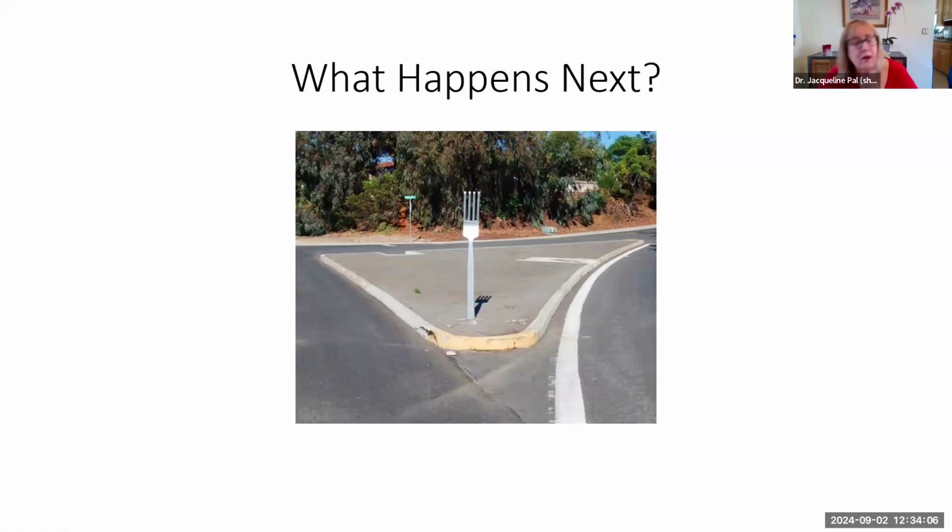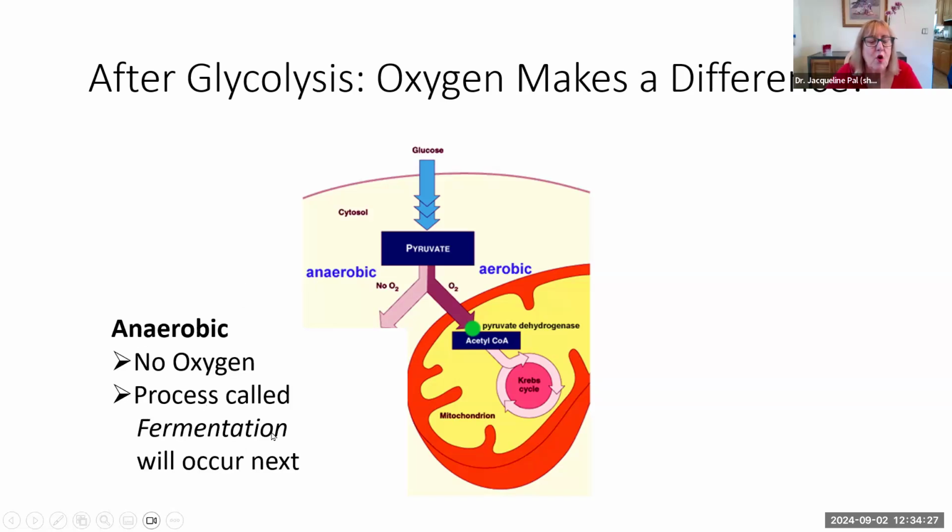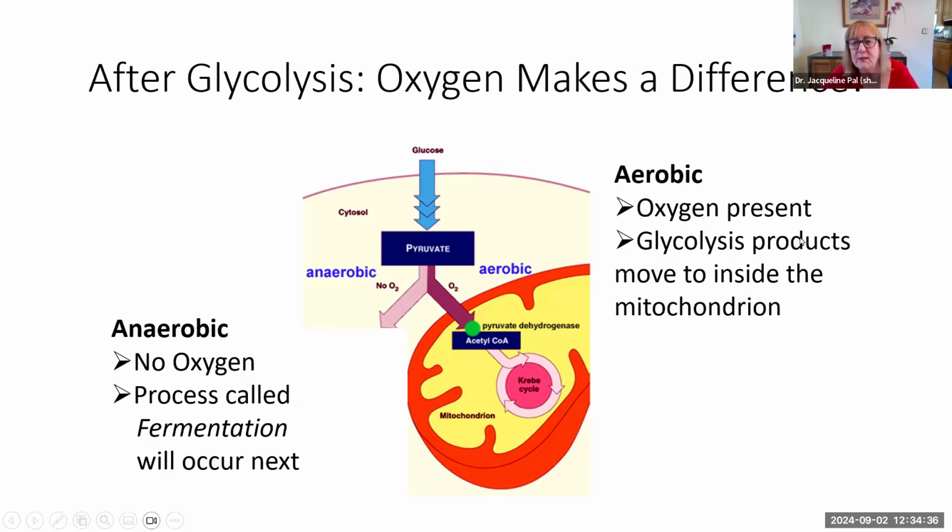So what happens next? Well, we've reached a fork in the road, basically. At this point, the presence or absence of oxygen makes a difference. If there is no oxygen, we are what we call anaerobic. Aerobic meant oxygen, and an means not. So if there's no oxygen, we do a process called fermentation next. We'll talk about that later on. If we do have oxygen, then these products of glycolysis, these 3-carbon molecules, will then move inside the mitochondria. And that is what we will cover in the next video.